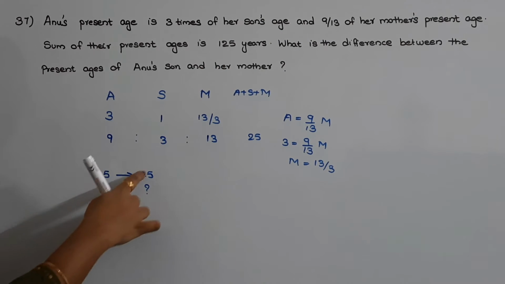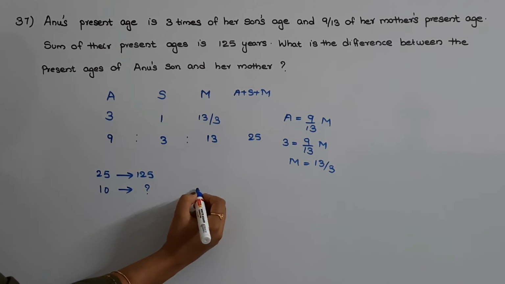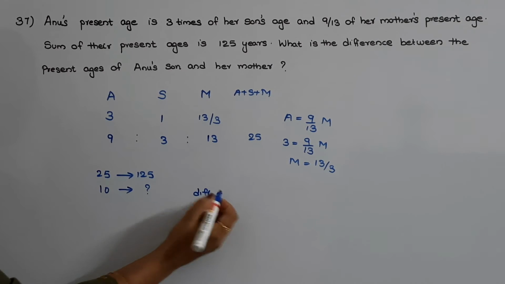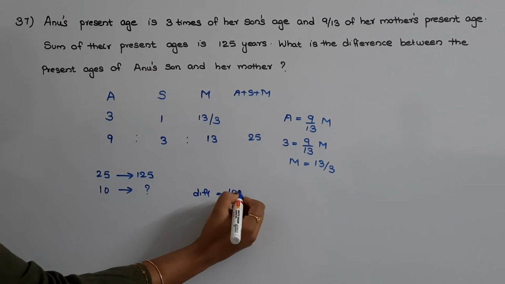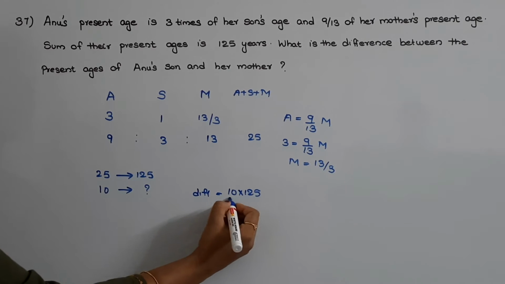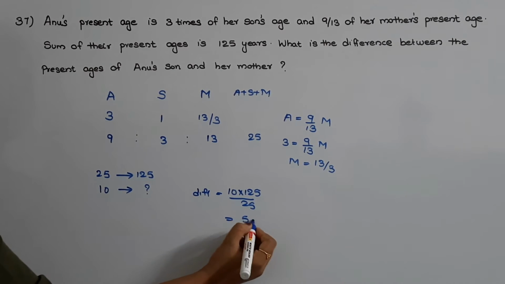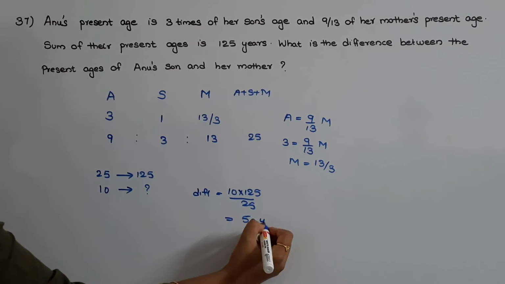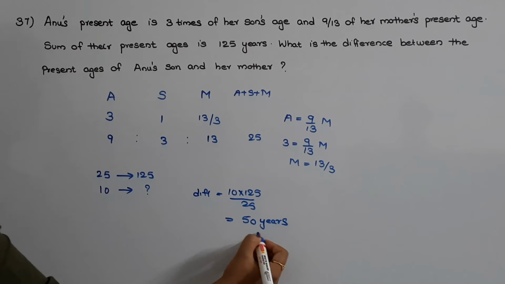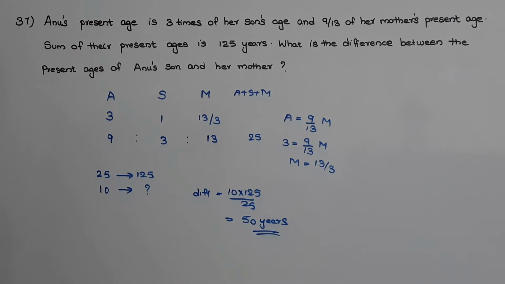On finding this value, we will get the difference between the present ages of Anu's son and her mother. Okay, so this we can find by cross multiplying. So difference will be equal to 10 into 125 divided by 25. That will be equal to 50 years. So this is the answer.